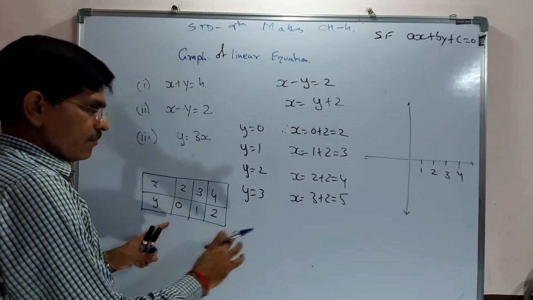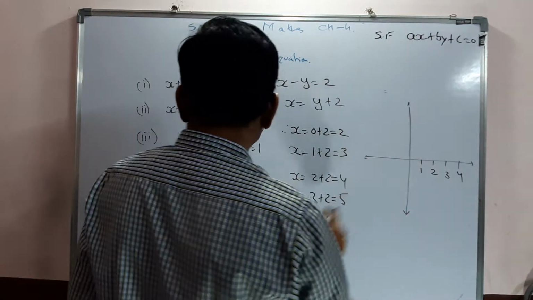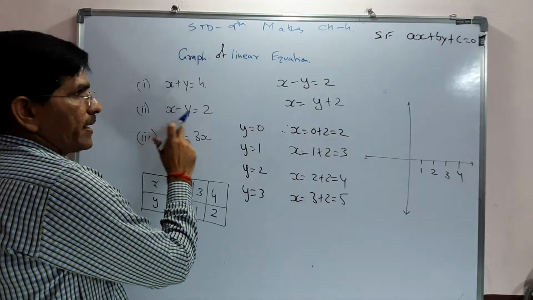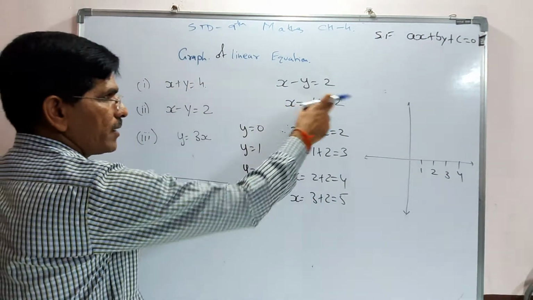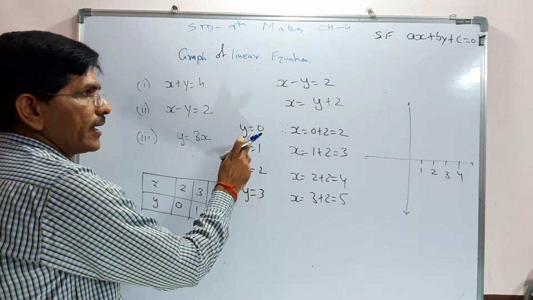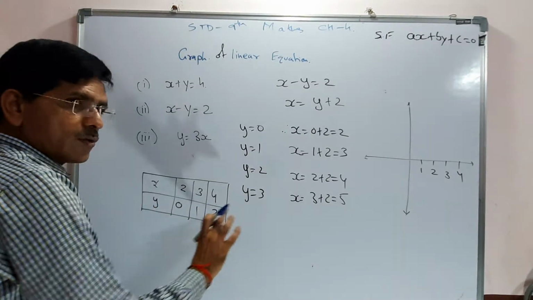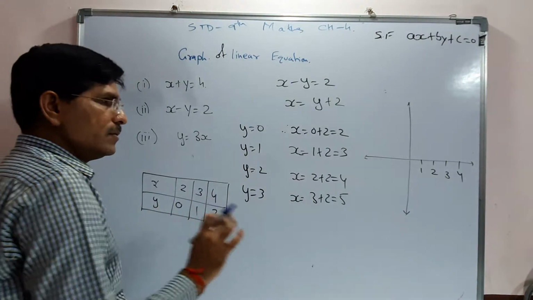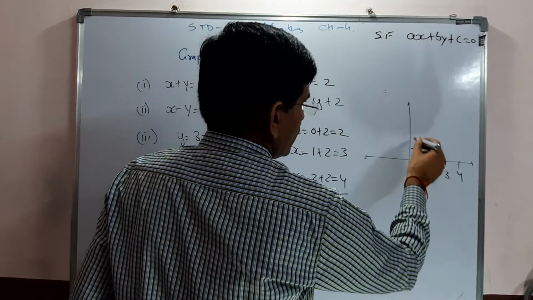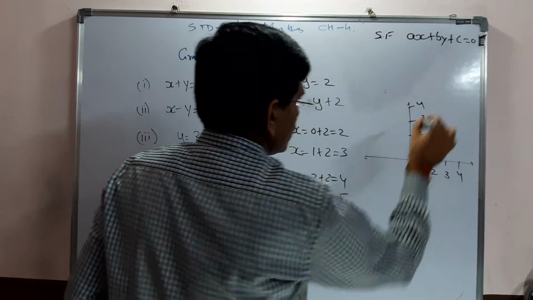Again here it is positive. x minus y, so we have to shift. So x equal to y plus 2. Put the value of x, we can get the value of y, and we can draw the graph. Now we have to put the values. So 1, 2, 3 and 4.